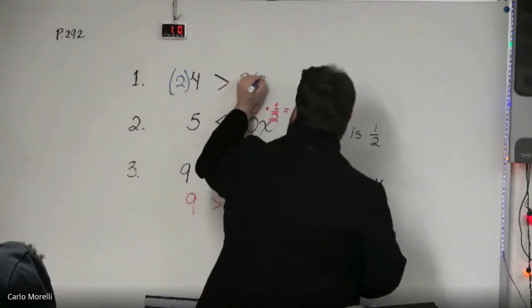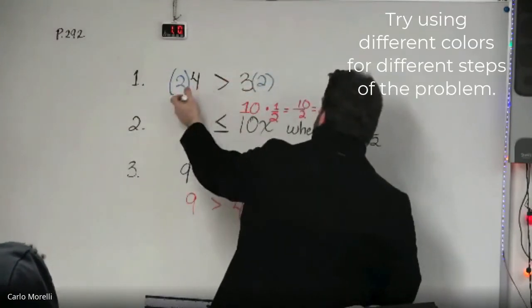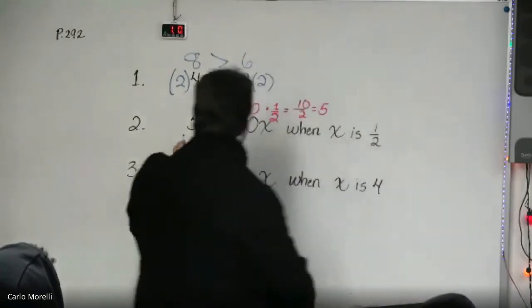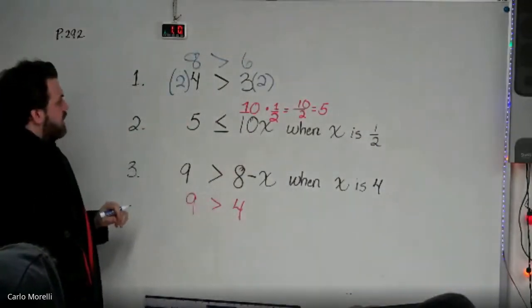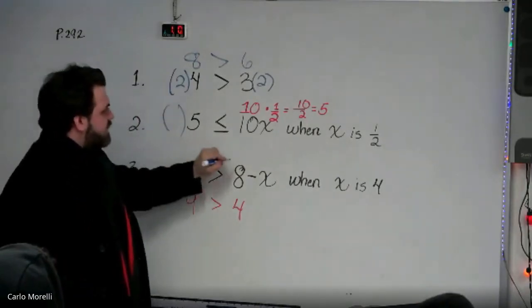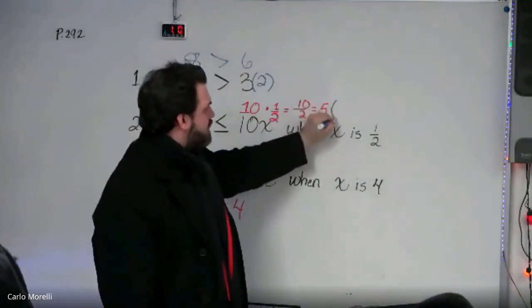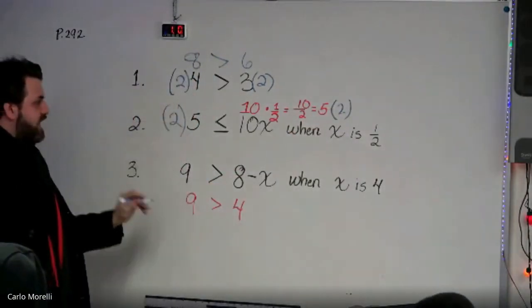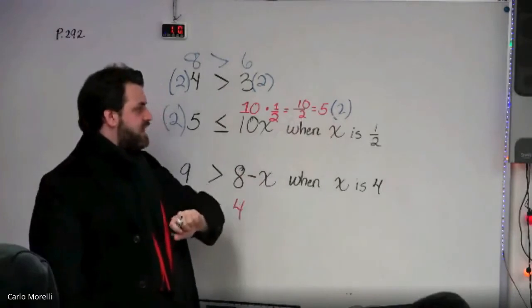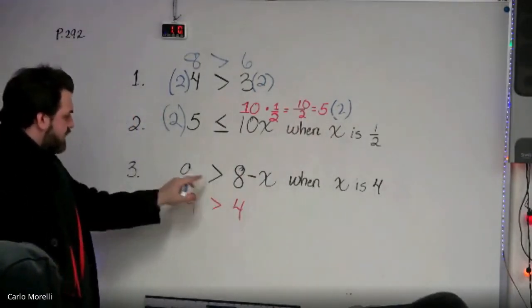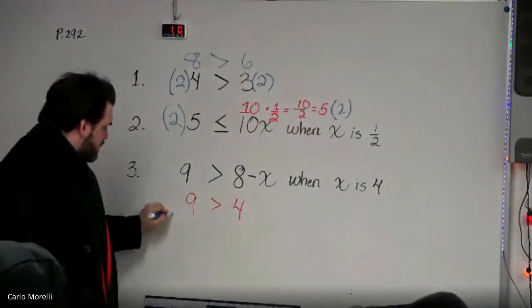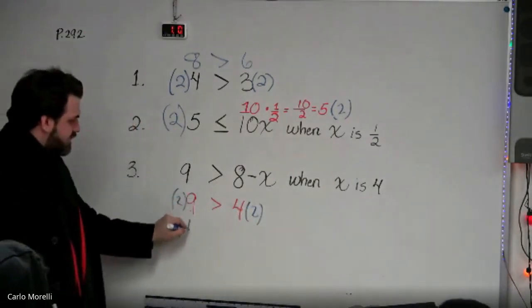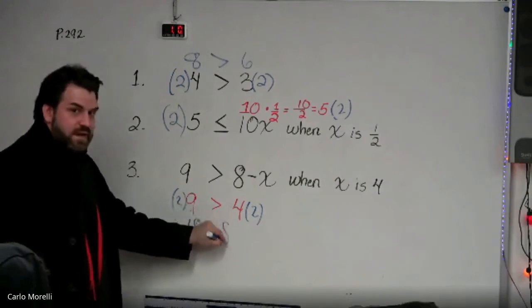Okay. Well, what's 2 times 4? 8. Is 8 still greater than 6? Good. Now let's multiply both sides here. And remember, we're actually coming over here. Let's multiply both sides here by 2. 2 times 5, 10. Is that less than or equal to 10? Yes. And then here, it's 9 greater than 4. We multiply both sides by 2. 9 times 2 is 18. Is 18 greater than 8?